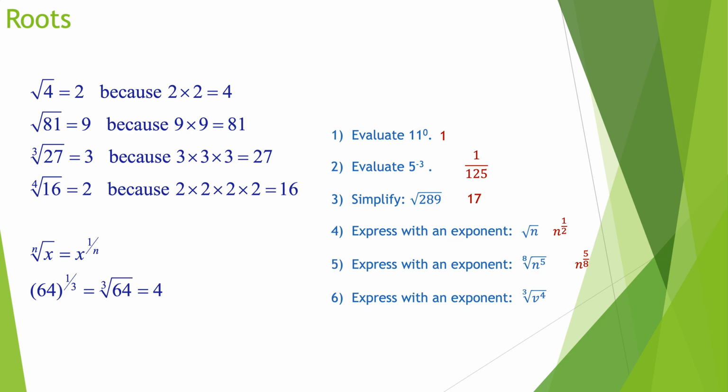Okay, last one, number 6, express with an exponent. The roots of the tree are down, the power is in the leaves. So the roots are down, so that means the cube goes on the bottom, and the power, which is the v being raised to the power of 4, goes in the top. So n, or v in this case, I should have said, to the 4/3.